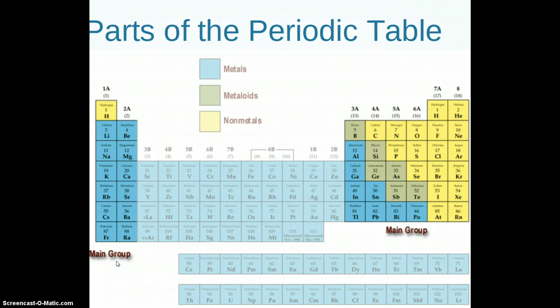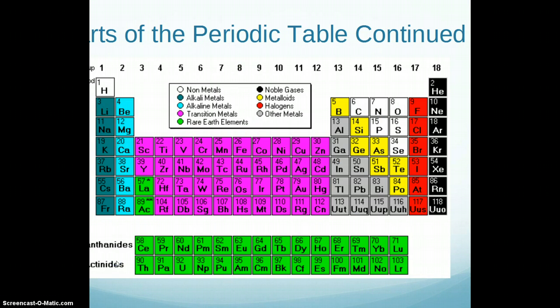The tall columns are the main group elements, of course. And then we can consider their family names, like alkali metal, alkaline earth metal, transition metals, noble gases, halogens, etc., because they have similar properties.